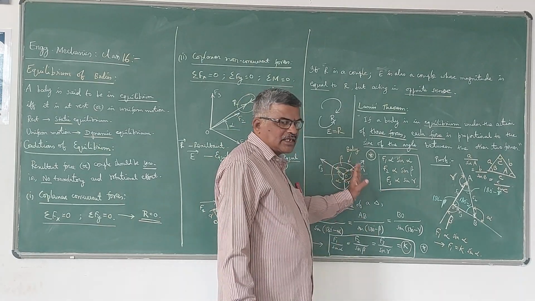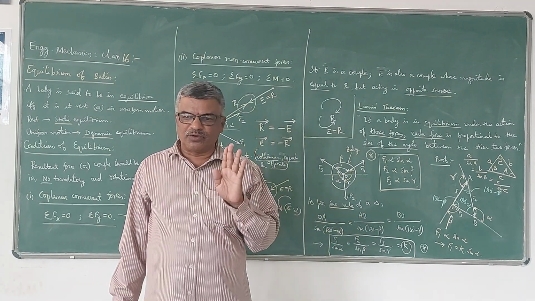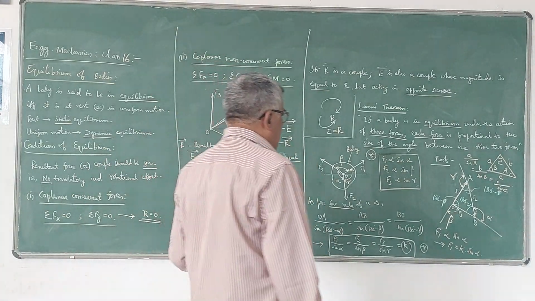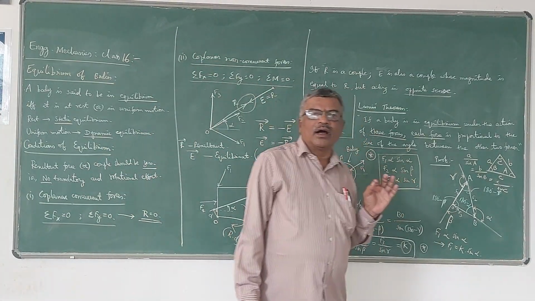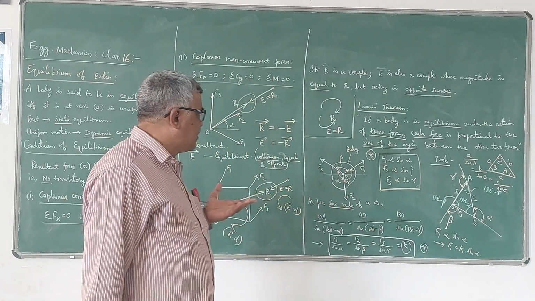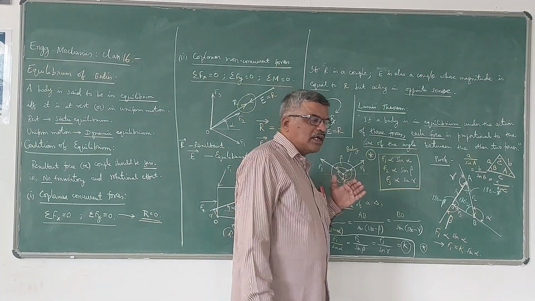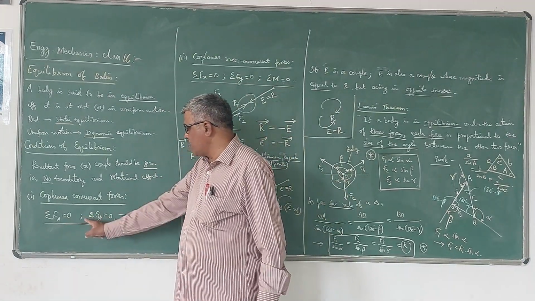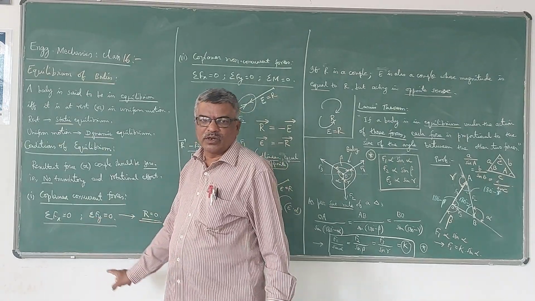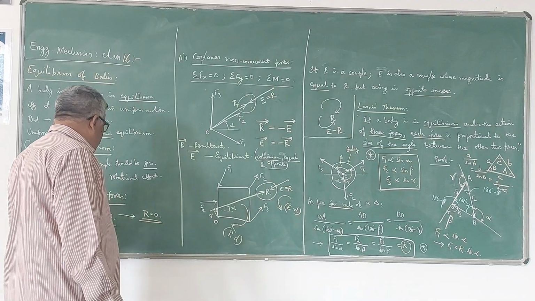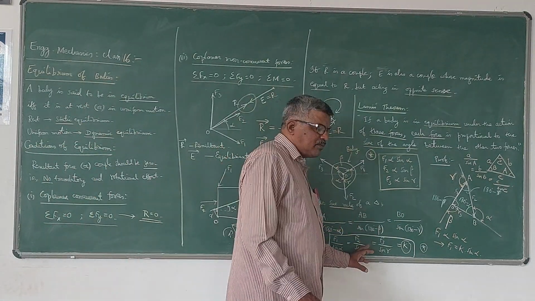So what we have done is we have considered only 3 forces. Please note that Lami's theorem, Lami's principle, can be used to solve problems with only 3 forces. When 3 forces are acting on a body, this can be used. When more than 3 forces are acting, then you can directly use the equations sigma Fx equals 0, sigma Fy equals 0. Otherwise, if only 3 forces are there, either you can solve using these 2 equations, or you can use Lami's equation.